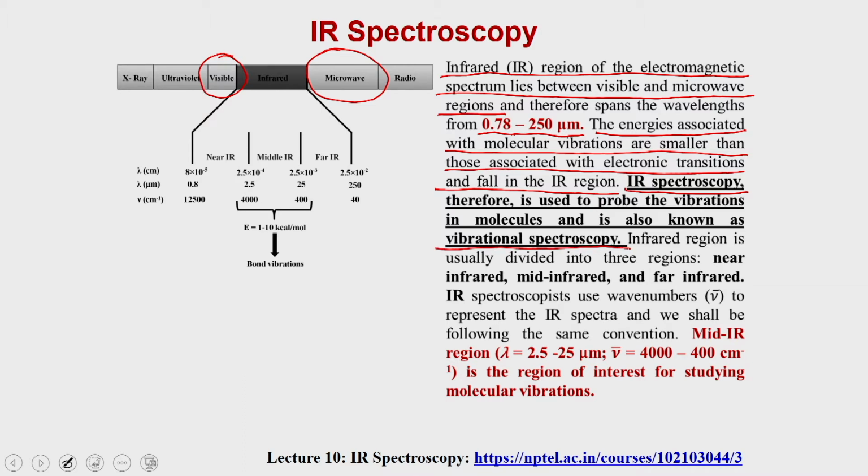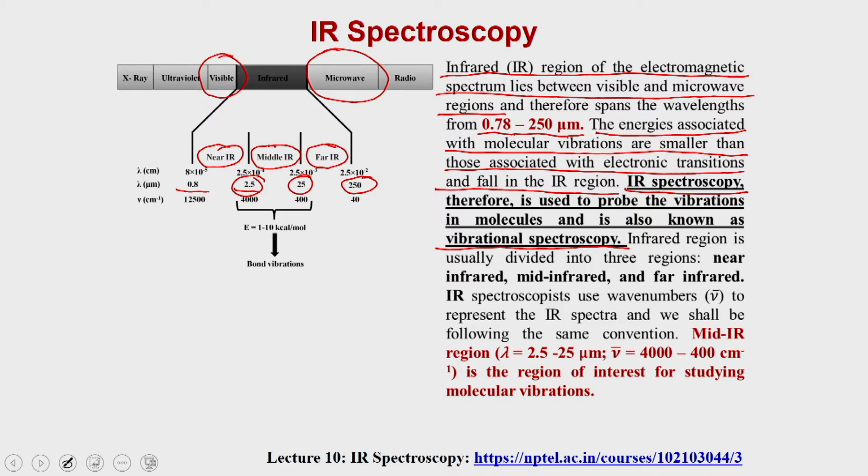The IR region can be further divided into three regions. One is called the near IR, then you have the middle IR, and then you have the far IR. The near IR ranges from 0.8 to 2.5 micrometer, whereas the middle IR ranges from 2.5 to 25 micrometer, and the far IR ranges from 25 to 250 micrometer.